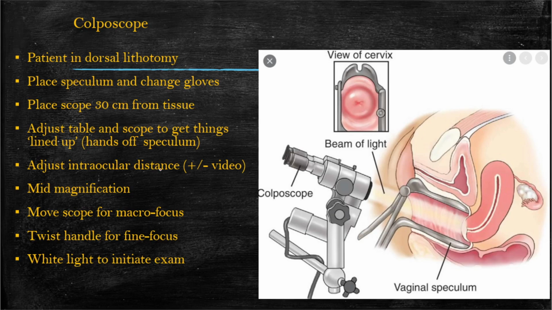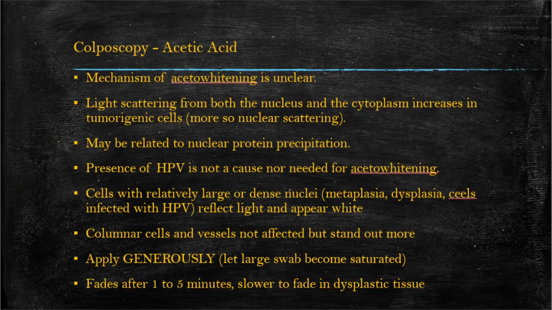You set your interocular distance. I usually start with kind of our middle magnification. You move the scope kind of back and forth here, in and out, to get your gross macro focus. And then again, the little handle that sticks down on ours over on that left side for fine focus, and then using the white light initially.